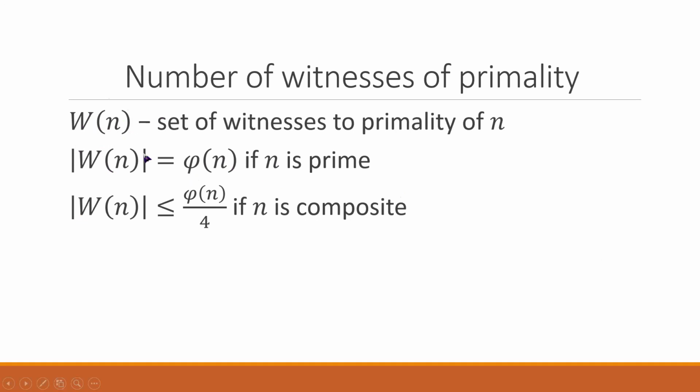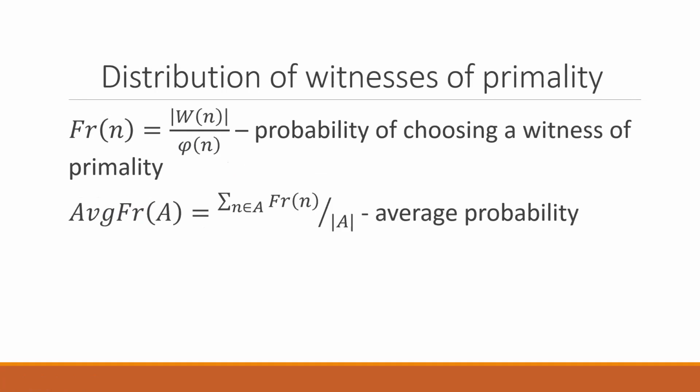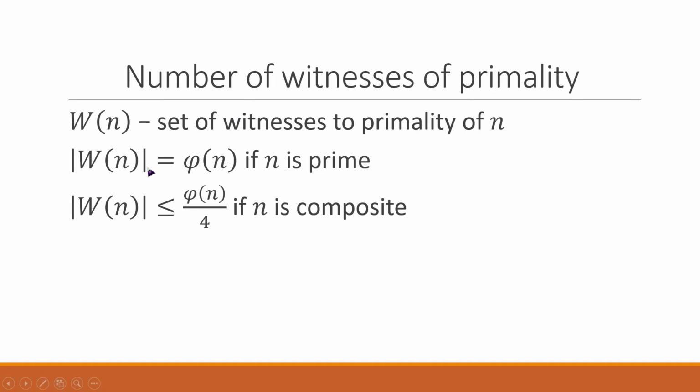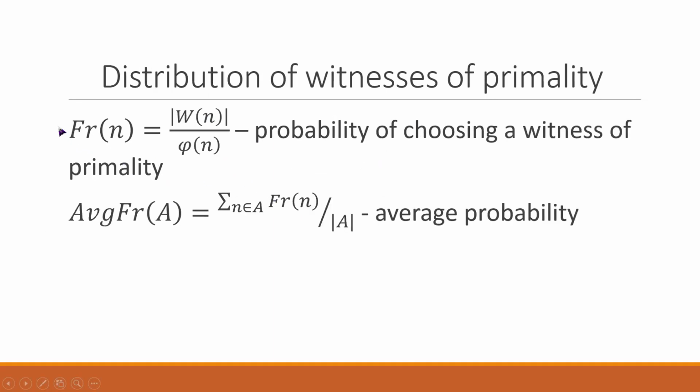For example, if n is prime, then the number of these is equal to the Euler function of n. If n is composite, then this inequality is correct for any composite n. Also, for the number of witnesses of primality, there exists a formula which we can use if needed. But in this work, we compute the probability of choosing a witness of primality, which is computed by this formula.